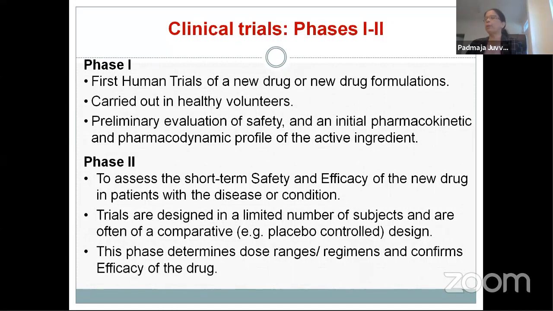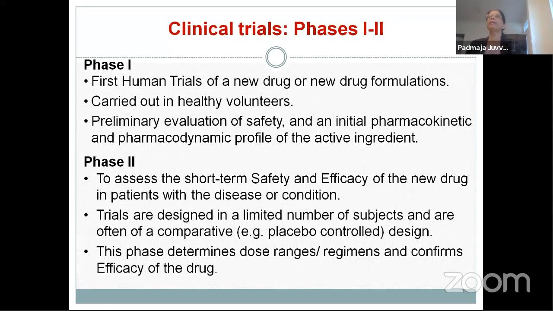And doing the phase 2 and getting the efficacy results will also help us determine what the dose will be for this product in order to be efficacious, but safe, and with no or very little adverse reactions. So we always have to weigh the benefit and the problem with the drug.